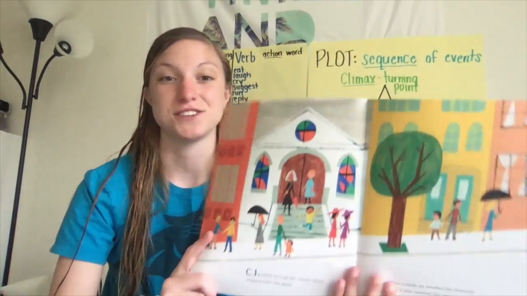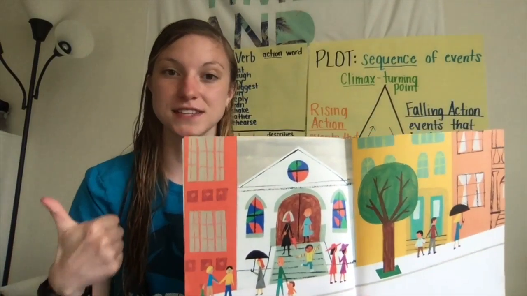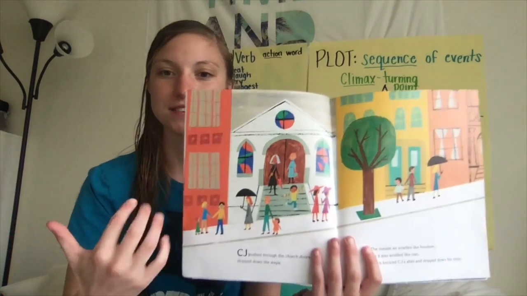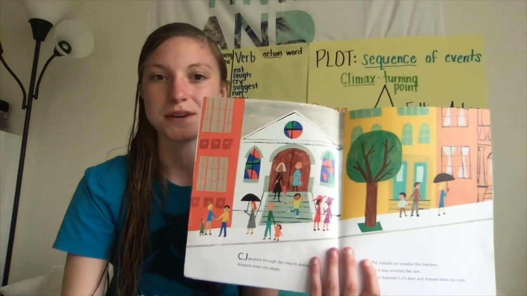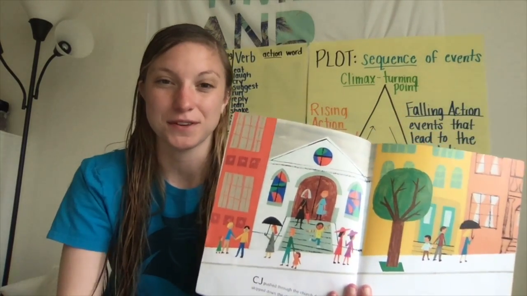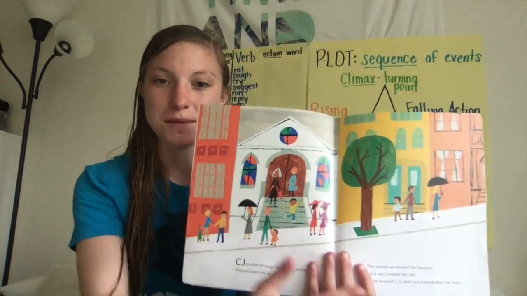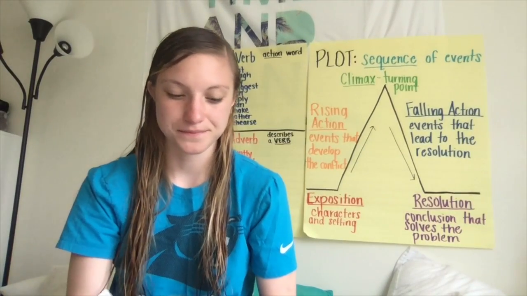So that was the exposition. We're learning one of the characters, CJ. We're learning the setting. It looks like it's in a city, and right now they're coming out of a church. So we know it's probably in the morning or maybe the early afternoon, and there's lots of people walking on this street, so you can tell it's kind of a busy city setting.